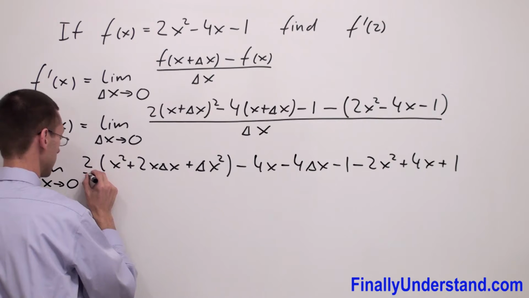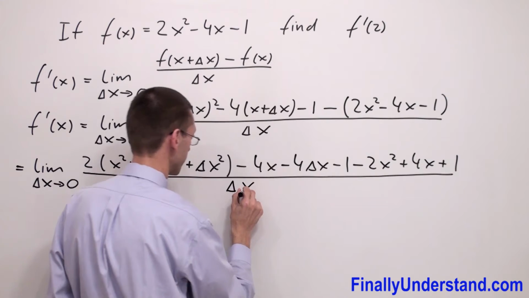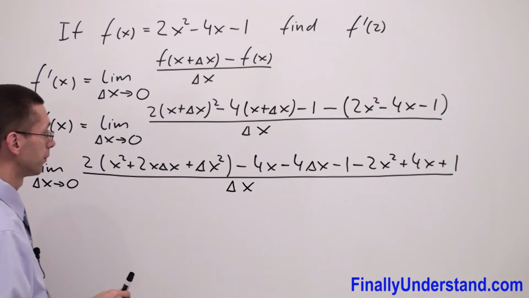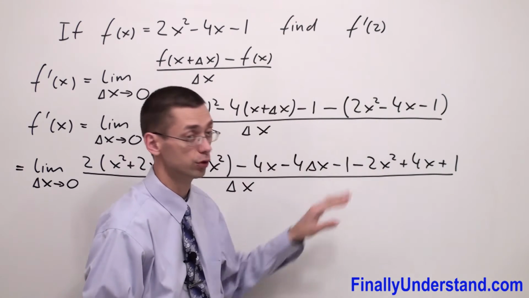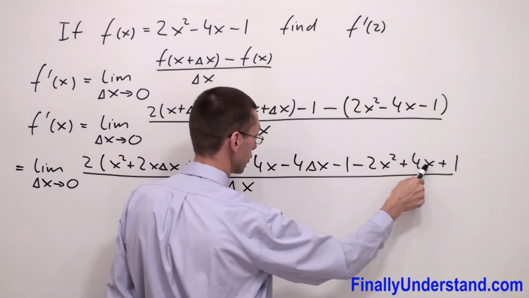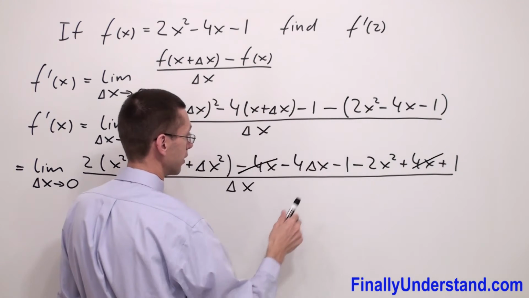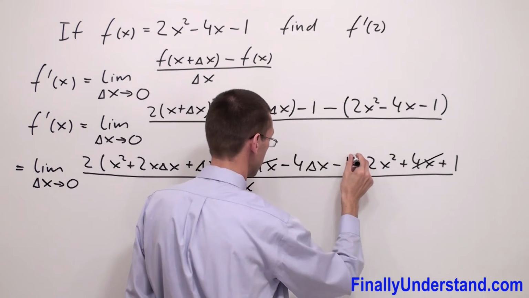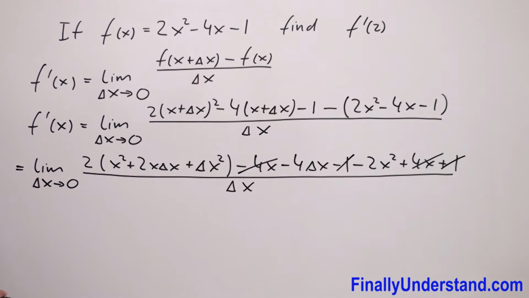Everything over delta x. Okay, so at this moment we can try to organize part of the numerator. So let's take a look at what we can do. I have negative 4x and I have positive 4x. They're going to subtract each other, so I can cross them out. And I have negative 1 and positive 1 that are going to subtract each other. Okay, so we simplified the numerator a little bit. Next, we're supposed to distribute 2 into the parentheses.